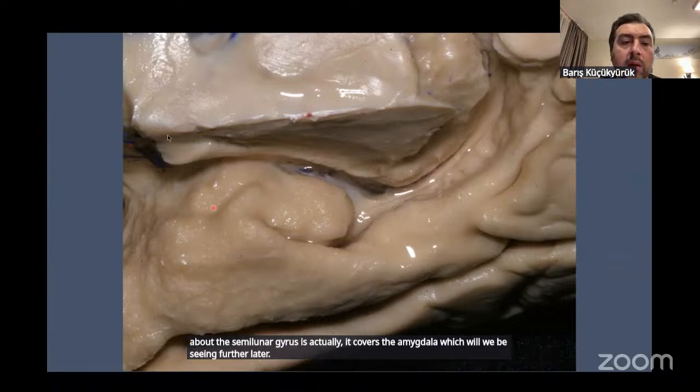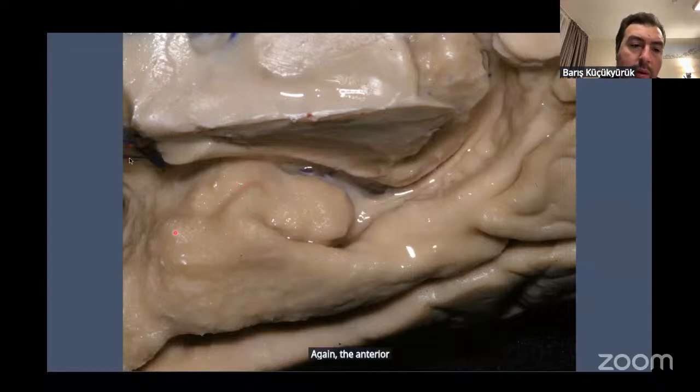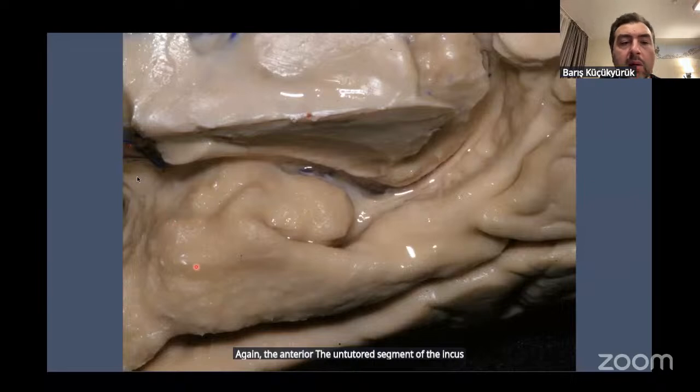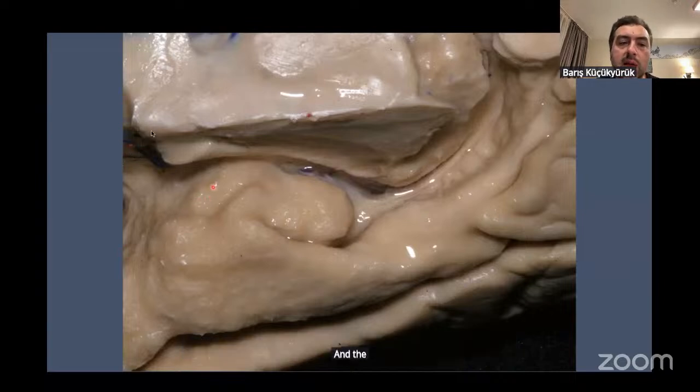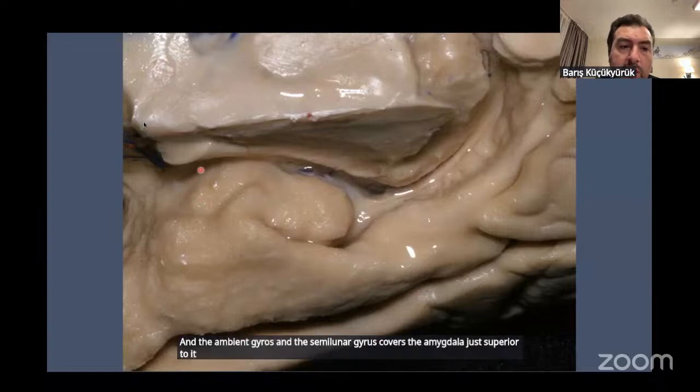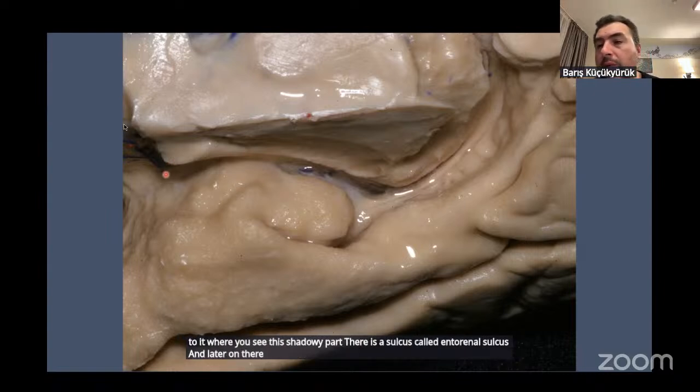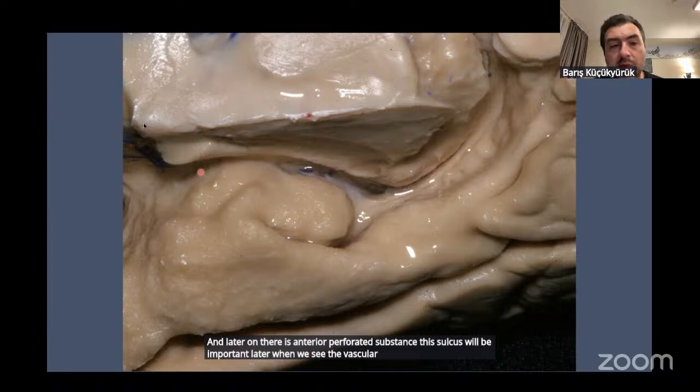Again, the anterior segment of the uncus has a superior part and an inferior part. The superior part hosts two small gyri, the semilunar gyrus and the ambient gyrus, and the semilunar gyrus covers the amygdala. Just superior to it, where you see this shadowy part, there is a sulcus called the entorhinal sulcus, and later on there is the anterior perforated substance. This sulcus will be important later when we see the vascular structures of this region.